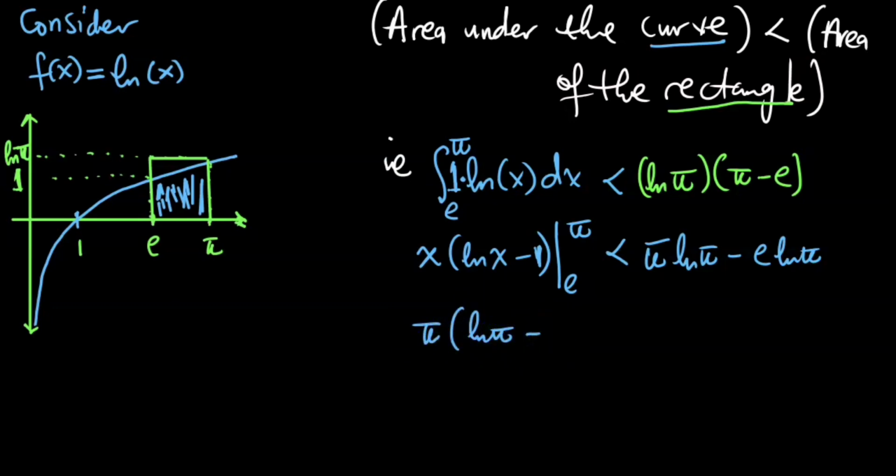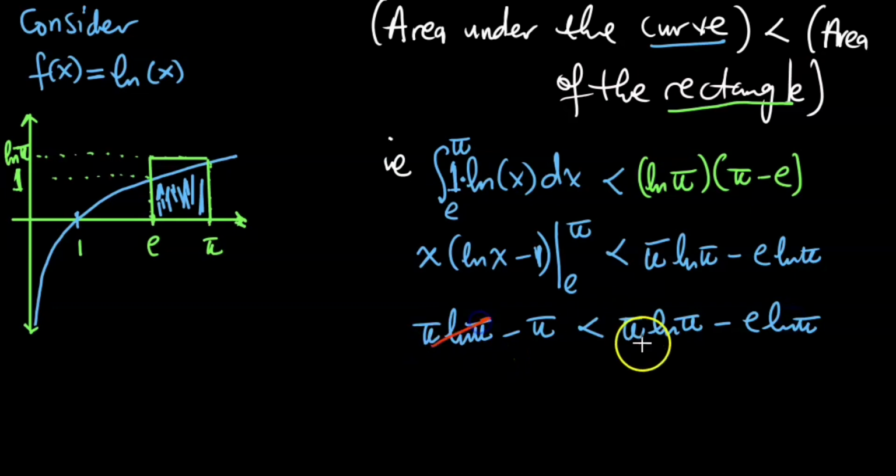Maybe let me distribute that at the same time. Okay, so that will be pi times natural logarithm of pi minus pi. That is when we multiply x with negative 1, we get negative x. When x is pi, that will be negative pi. Okay, so this is less than pi times the natural logarithm of pi minus e times the natural logarithm of pi. So you notice what happens next.